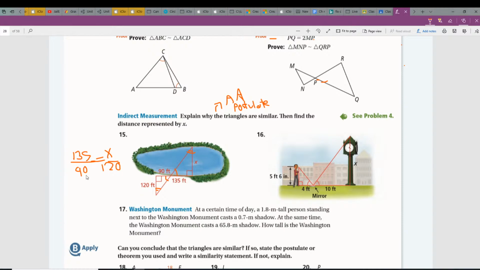So we can simplify this because 45 goes into both. So we can do 3 divided by 2 is equal to x divided by 120. 2x is equal to 360, and we get x is equal to 180. X is equal to 180.